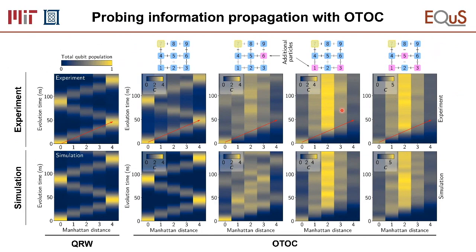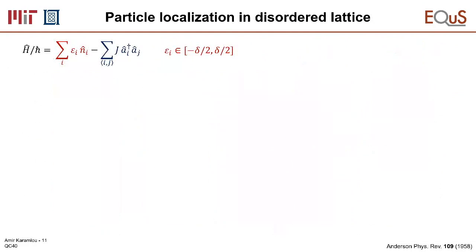However, the features at longer times change, and that is due to particle interaction effects and interference effects that are happening at later times. Now, so far, I've talked about particle propagation, entanglement formation, and quantum information propagation in a completely uniform lattice, meaning all the sites have similar energy. But we can probe particle localization in a disordered lattice using our system.